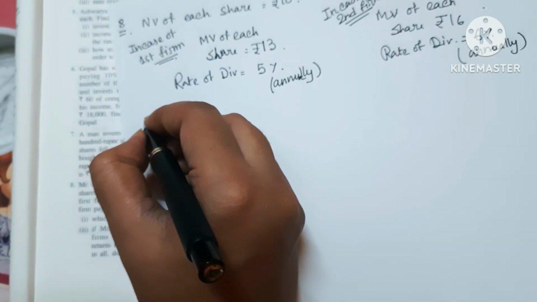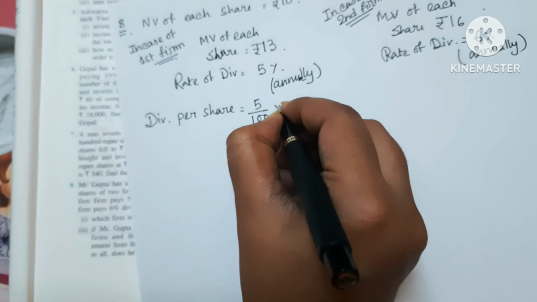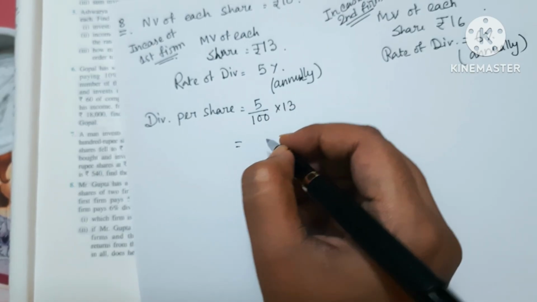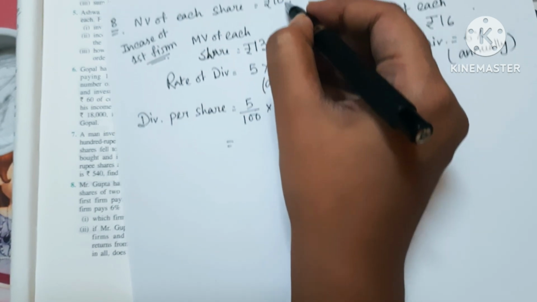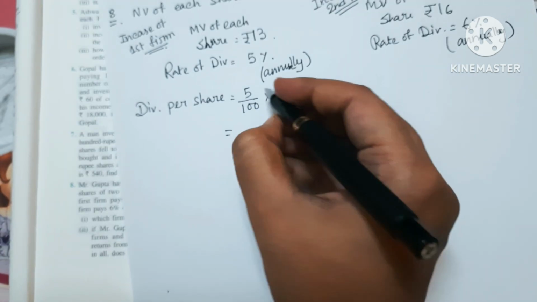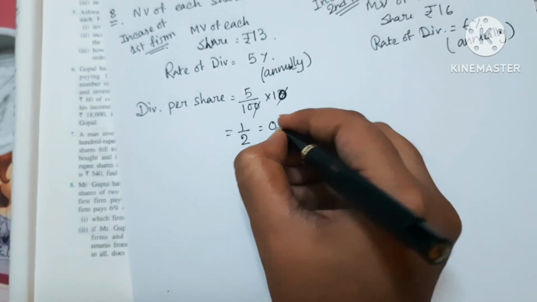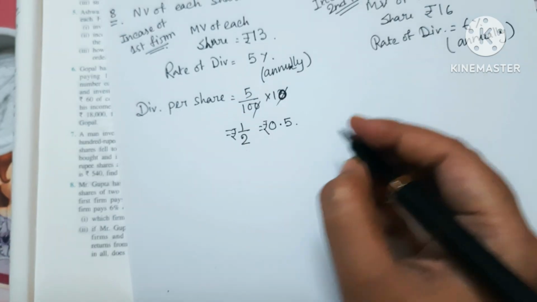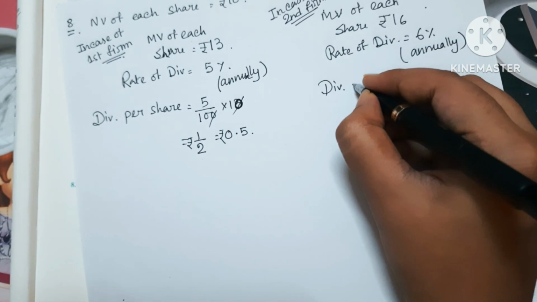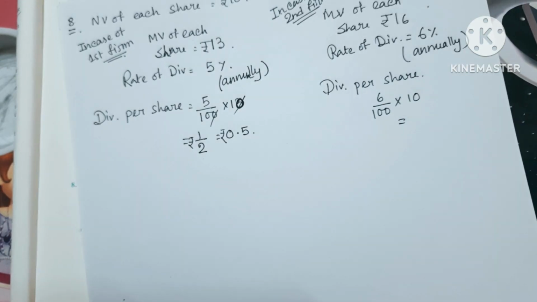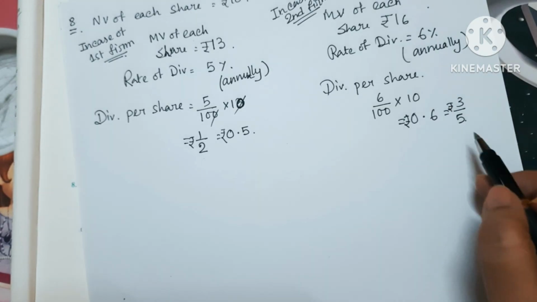First firm, dividend per share is 5 by 100 into 13, no sorry, this is 10. Nominal value is 10, so 5 by 100 into 10, this is half, or you can say 0.5 rupees. And dividend in case of second firm, dividend per share 6 by 100 into 10, so 0.6, or 3 by 5, whatever you can say.